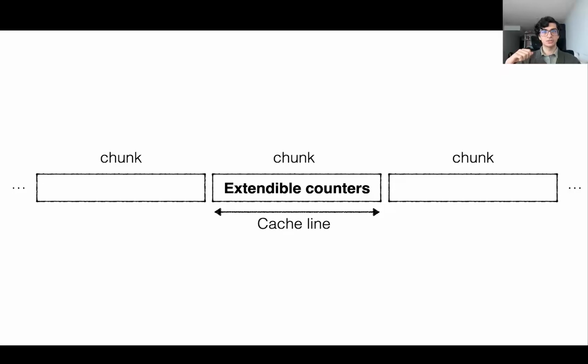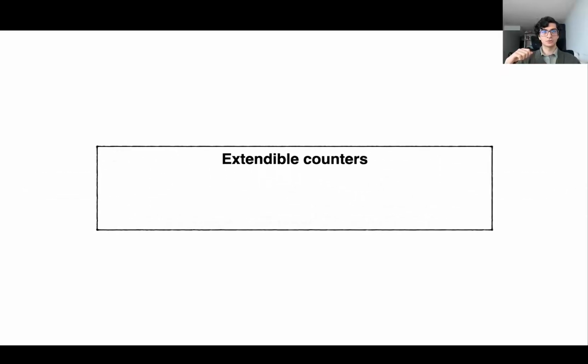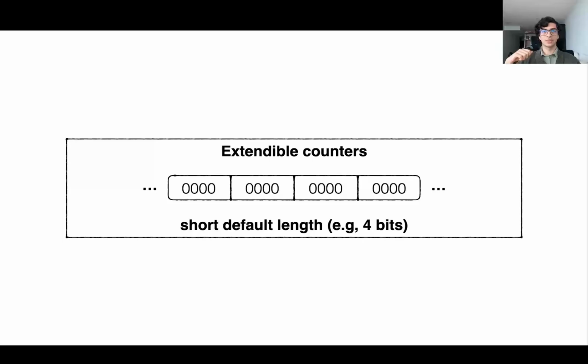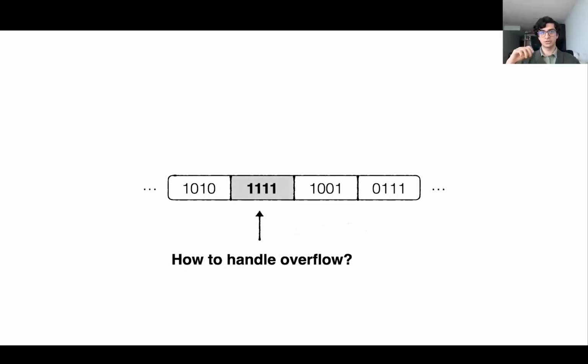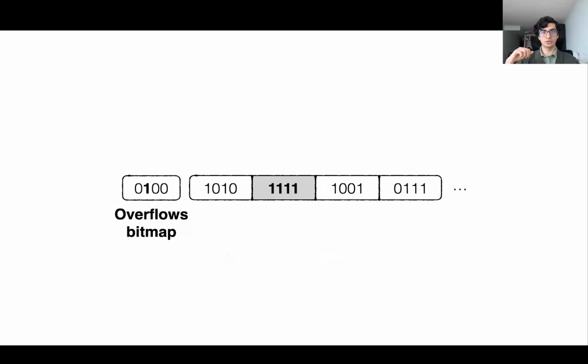Specifically, we start by storing an array of short counters with a default length. Here, I'm showing an example of 4-bit counters as the default. We use this array of short counters to handle insertions as usual. But of course, as we increment the counters, we need some mechanism to handle overflows. We track which counters have overflowed by storing an overflows bitmap at the beginning of the cache line, which stores a 1 for each overflowing counter and a 0 for each of the other counters.